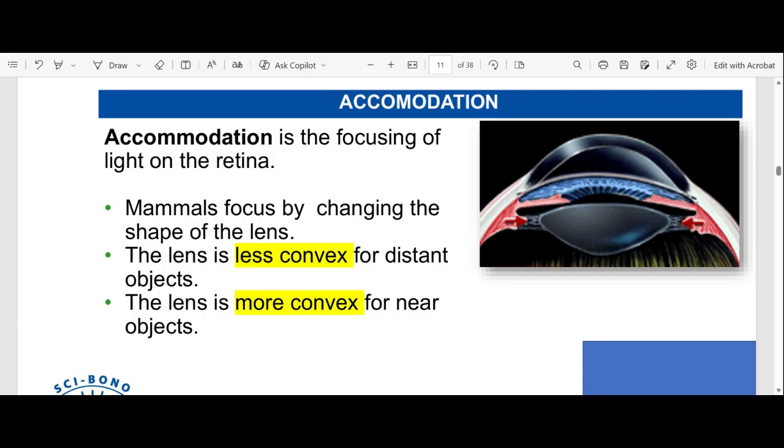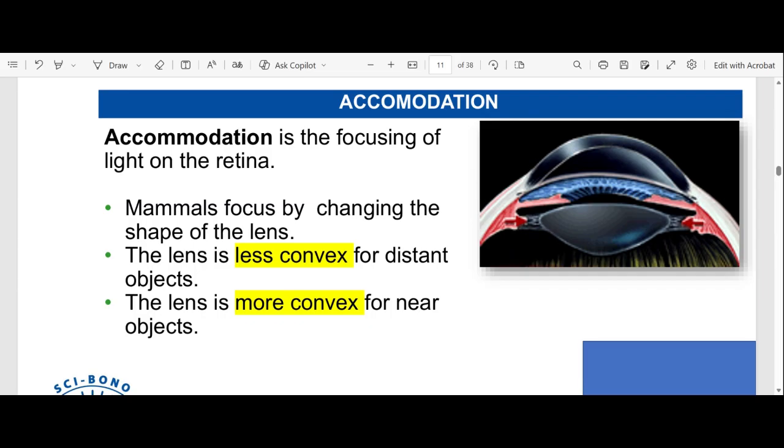Okay, so let's look at accommodation. Accommodation is the focusing of light on the retina. So the light is focused on a specific spot on our retina.